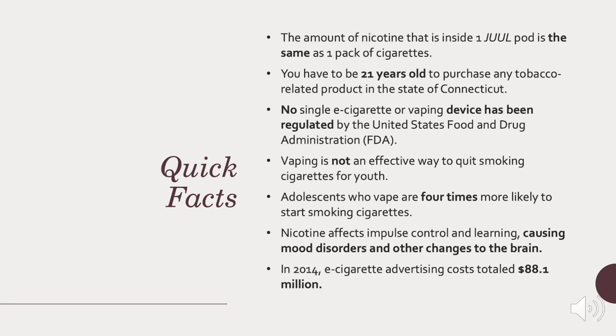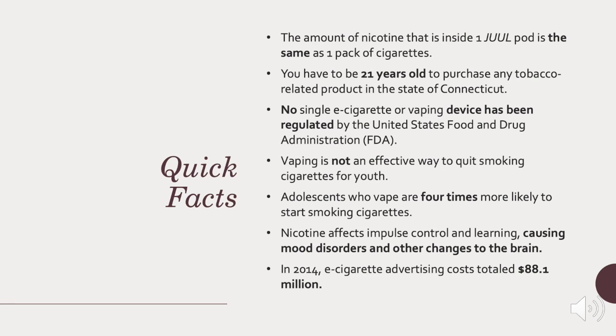In the state of Connecticut, you have to be 21 years old to purchase any tobacco related product. This was a new change that was implemented back in October of 2019. Before then, it was 18 years old, but legislative people thought that changing this law would help with all of this vaping panic. There's not a single e-cigarette or vaping device that's been regulated by the United States Food and Drug Administration, and today this still stands true.